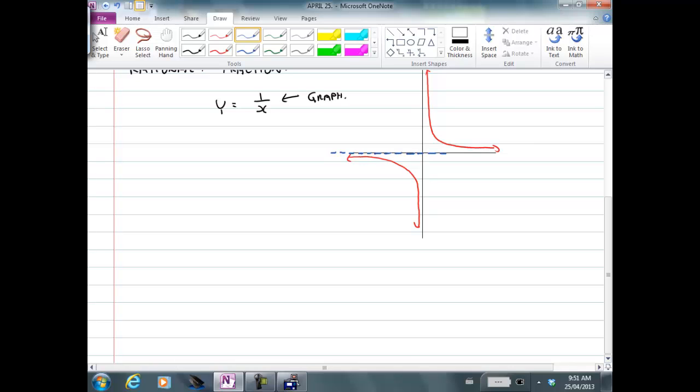Right off the bat, there is something called my horizontal asymptote. But a horizontal asymptote must have an equation. You can't just write horizontal asymptote; you have to figure out what the number is going to be.